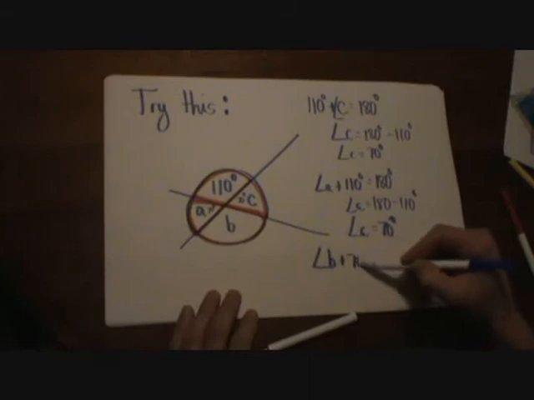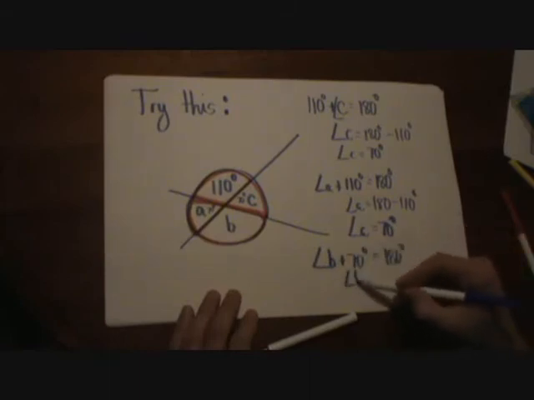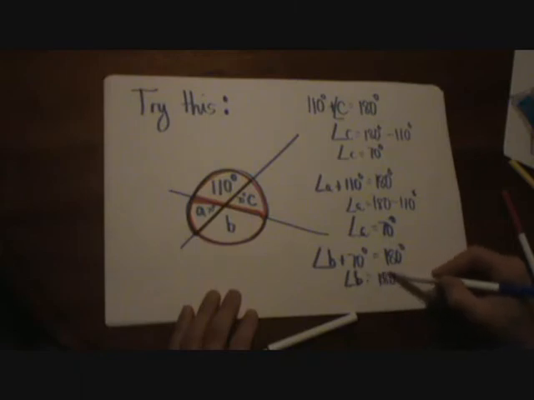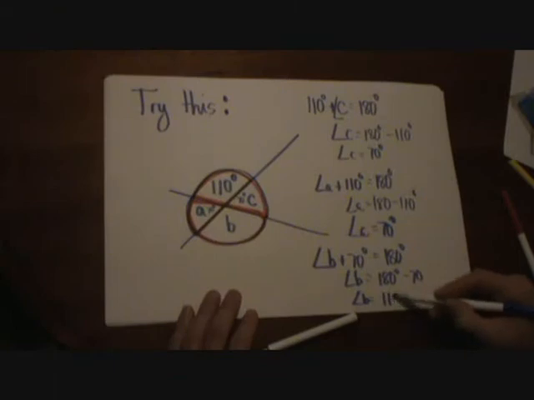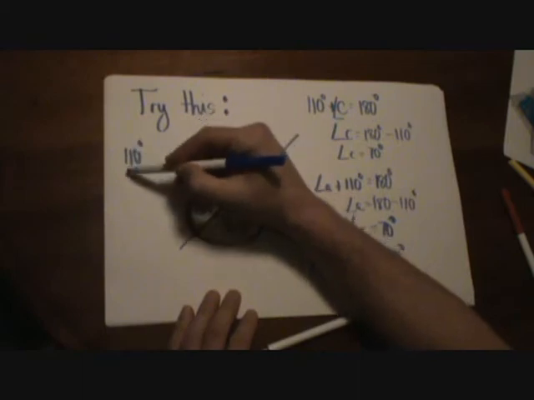Finally, our last half circle down here, we've got 70 plus angle B. Angle B is going to be worth 110, because I'm going to subtract the 70 from the 180, and that's going to give me the 110. Again, notice I got 110 on the top, so opposite angles are equal to each other.